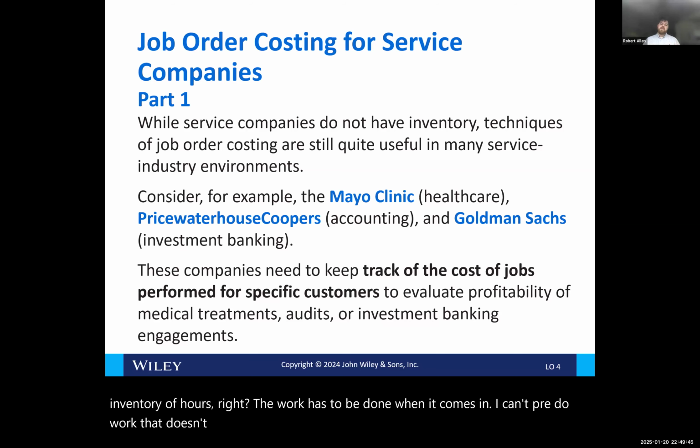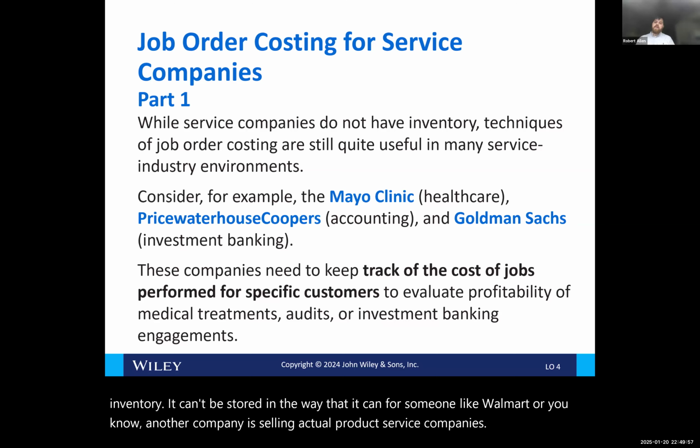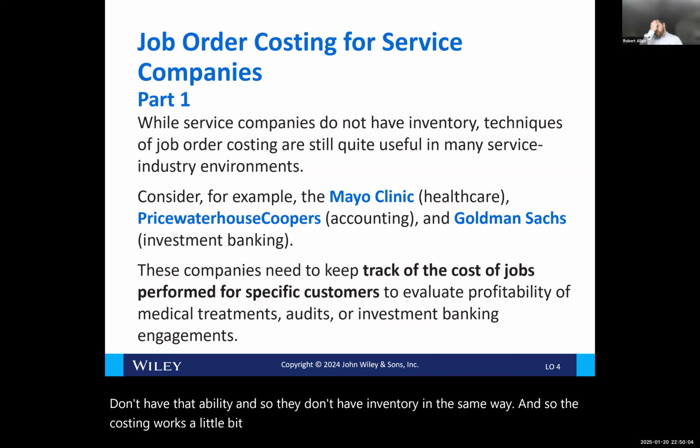And so we see that for certain companies, they don't have inventory. It can't be stored in the way that it can for someone like Walmart, or another company that's selling actual product. Service companies don't have that ability, and so they don't have inventory in the same way. And so the costing works a little bit differently. Here's where the big costs tend to be things like labor, or depreciation, or some type of software allocation.